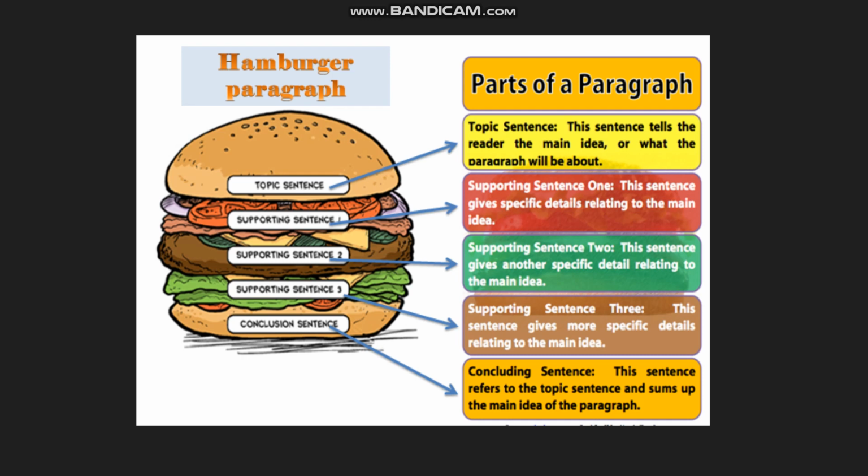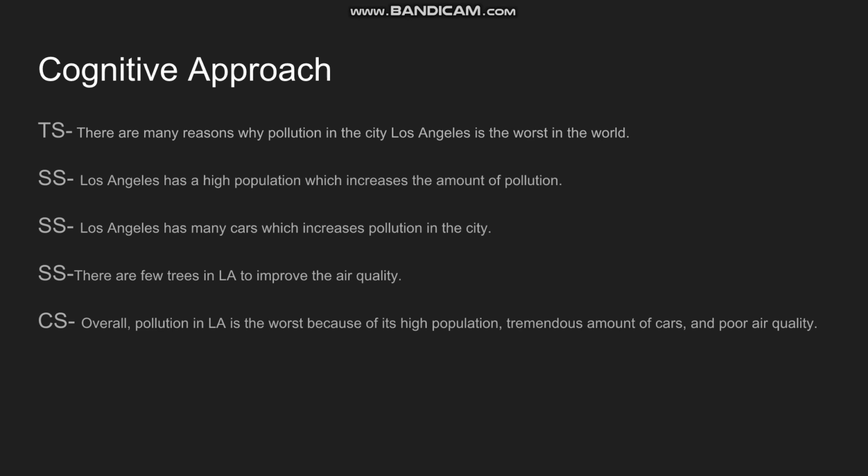And then finally we finish with that bottom bun, the conclusion sentence. This sentence refers to the topic sentence and sums up the main idea of the paragraph. So that's to wrap it up. You can't have a hamburger without a bottom bun, otherwise it all falls out. And we need that conclusion to wrap up all of our thoughts.